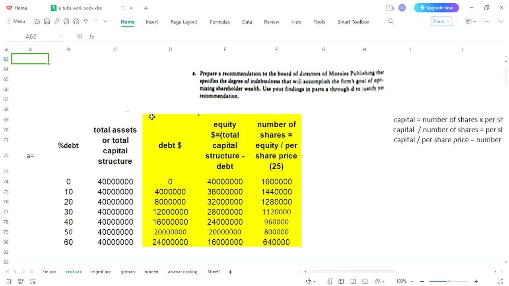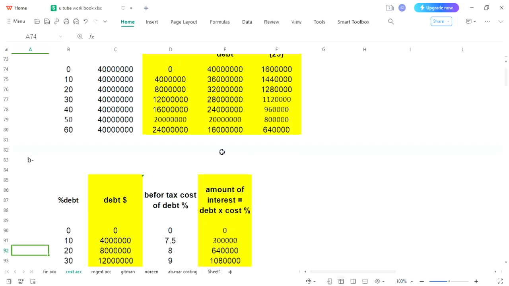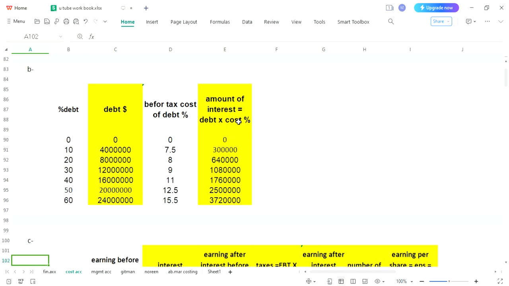In the first part, we calculated total debt according to the debt ratio, and then we saw what the equity is. How did we calculate it? By subtracting this debt from the total capital structure. Equity was calculated, then the number of shares. Equity was divided by 25, which was given in your question. In this way, three columns were calculated. Then in the second column, we calculated interest. It was very easy. Debt we had already calculated, and this percentage was applied.